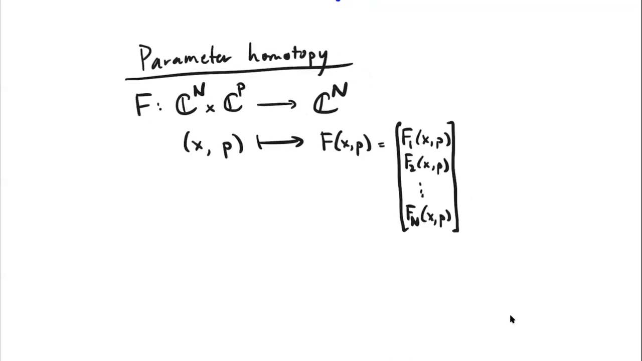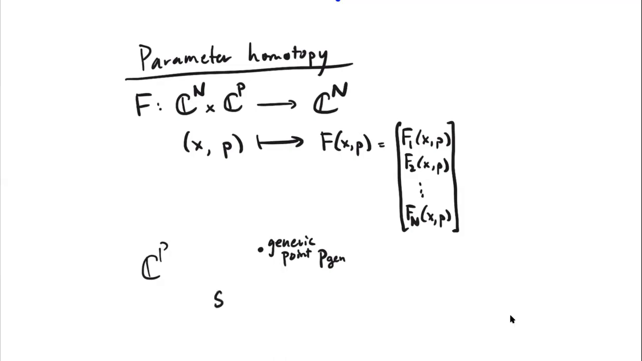So if, in this parameter space CP, we pick a generic point, let's say P, generic. Then we plug in those values for P and we get a square system of polynomials, n variables, n equations, correct?